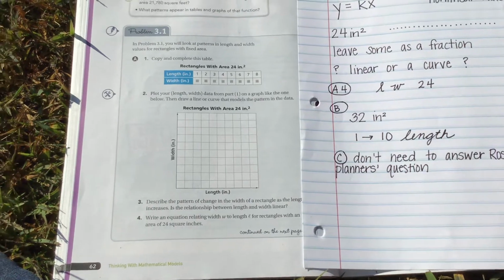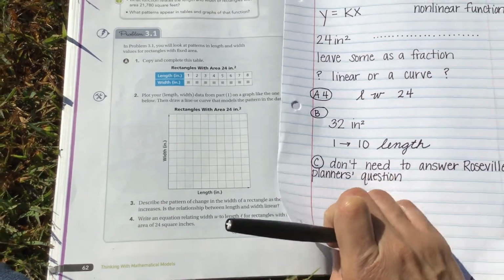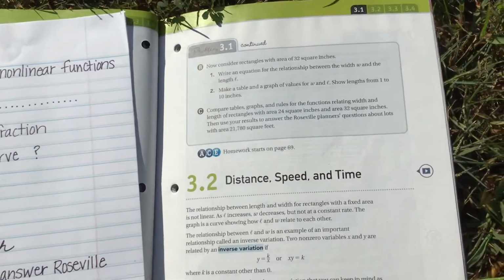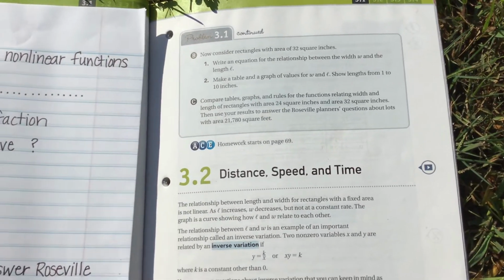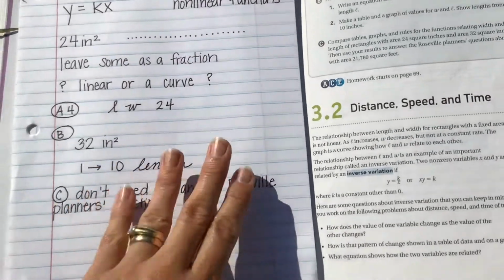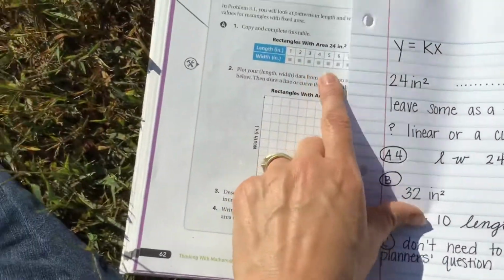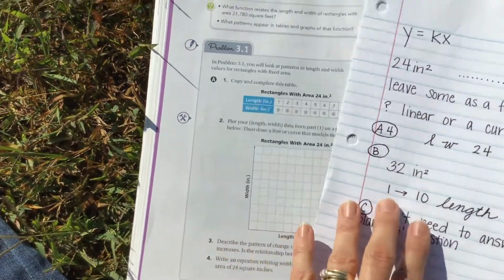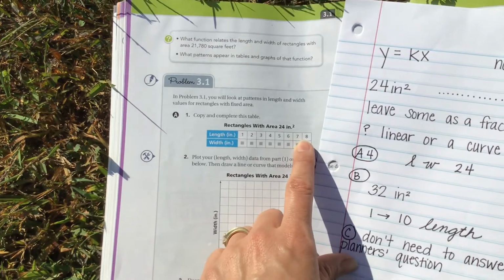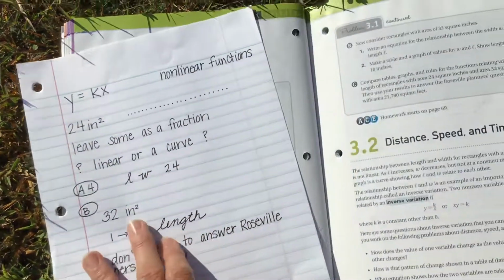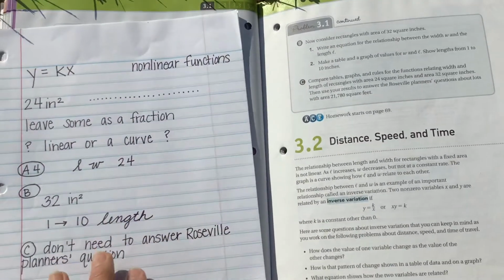So that is what you're going to use there, and then you're going to repeat the same thing again in the next part, but this part is with using 32 instead of 24. So you're going to create a table. Again, it's going to look just like this table, but you're going to use 32. And instead of going 1 through 8, it asks you to go 1 through 10 for the lengths. So make sure you get all of those lengths in there.